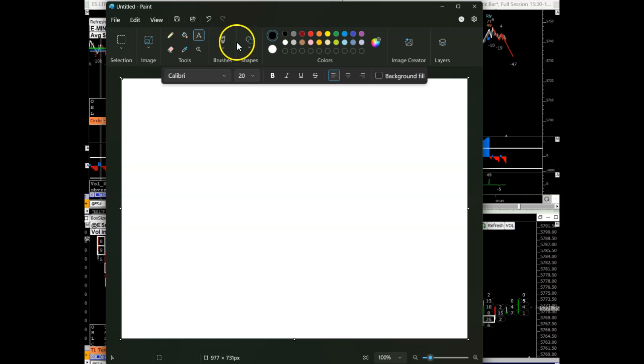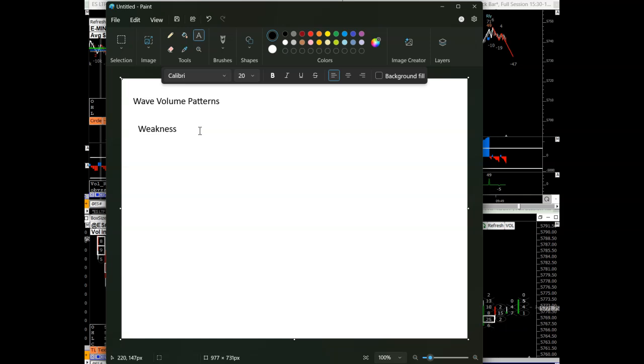whichever tool you're using, whether you're using profile, whether you're using wave volume, whatever it is that you're using. So wave volume patterns. All right. So first we'll go over weakness, because what happens is weakness actually leads to a reversal. So that's why it's so important.